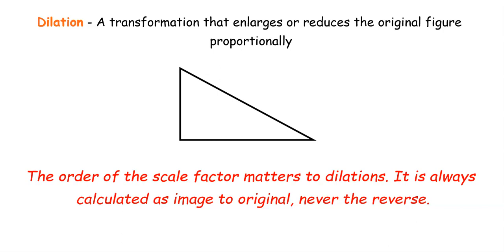In part, this is because we want our scale factor to represent something intuitive about a dilation. If we have a scale factor that's bigger than 1, say a scale factor of 3, we naturally interpret that as the image being 3 times as large as the original. Similarly, if we have a scale factor of 1/10, we naturally think of that as the image being 1/10 the size of the original. So scale factors are always image to original and never the reverse.